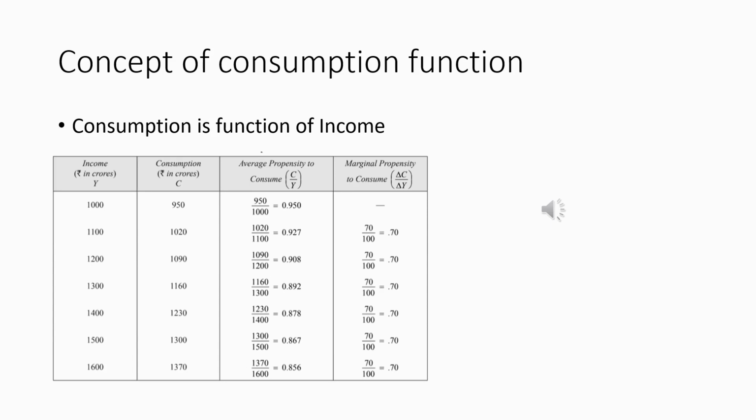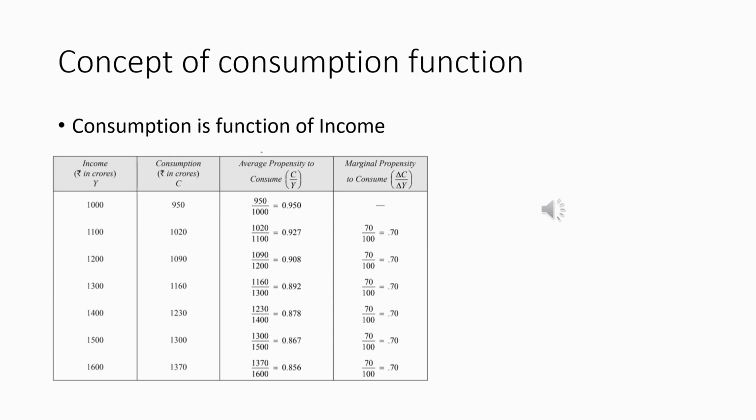Therefore, we see that when income increases from 1000 rupee crores to 1100 crores, the amount of consumption rises from 950 crores to 1020 crores. Thus, with the increase in income by 100 crore, consumption rises by 70 crores. The remaining 30 crores are saved.